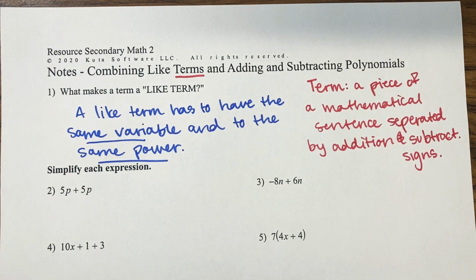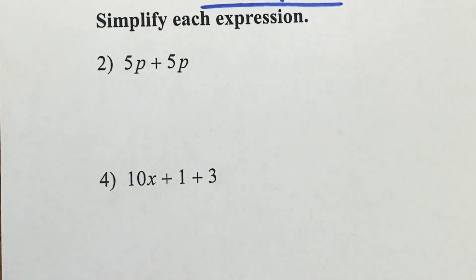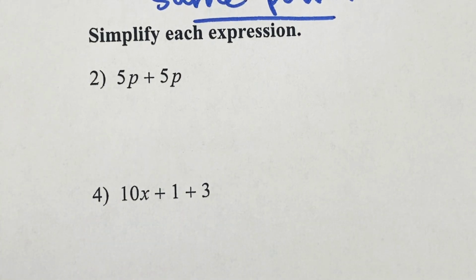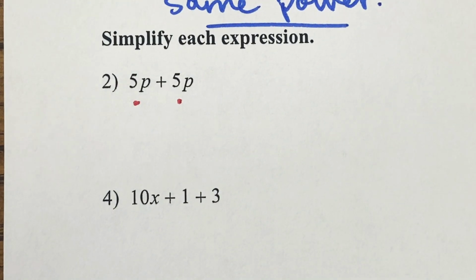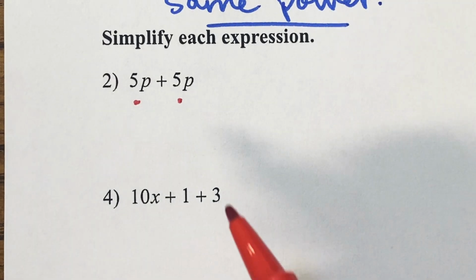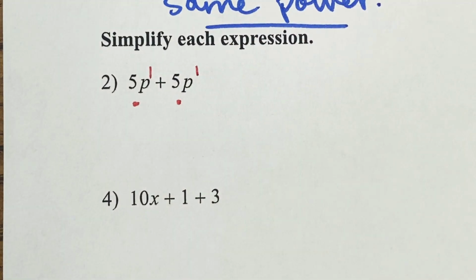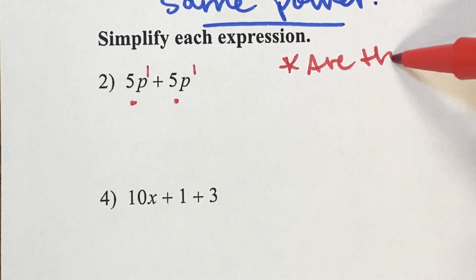Okay, so let's look at number 2. We'll zoom in for you guys. Number 2. So it's asking us to simplify the expression, right? We don't see any equal signs, so we know that this is an expression. So in number 2, we have two terms, right? 5p and 5p. So are these guys like terms? Do they have the same variable, same power? Yes, they are. They both have a p to the first power, right? So we identify, are they like terms?